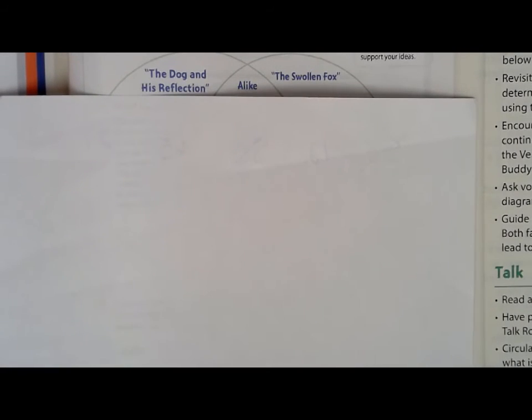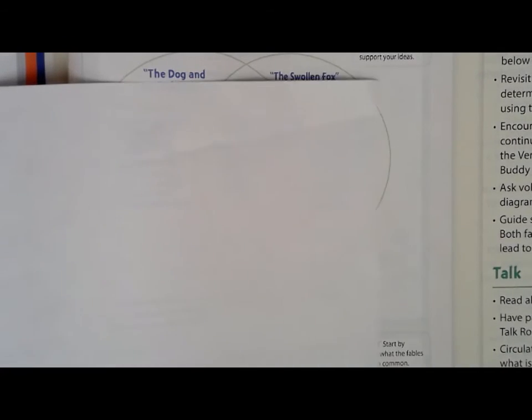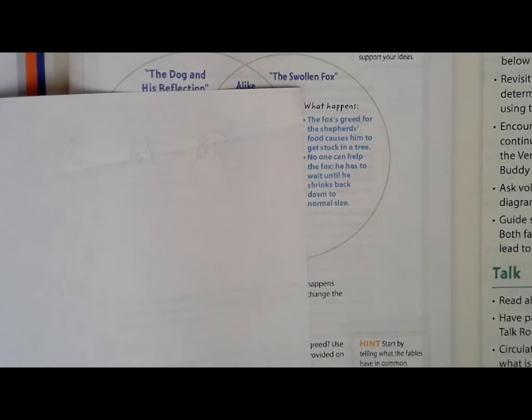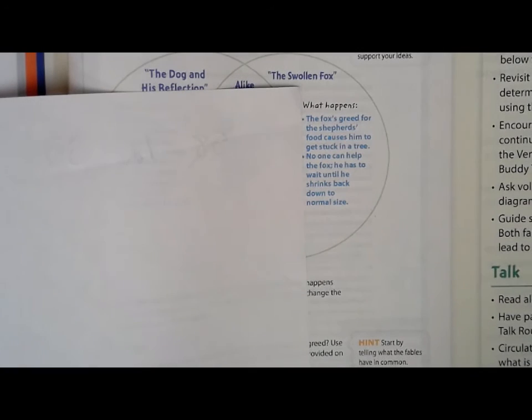Alright, in the swollen fox, the fox found some food that hunters had hidden, and he snuck in and ate it all, and then he had to sit there and wait to shrink back down so he could get out. The fox's greed for the shepherd's food causes him to get stuck in a tree. No one can help the fox. He has to wait until he shrinks back down to normal size.